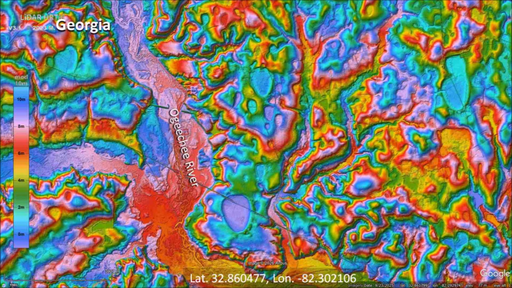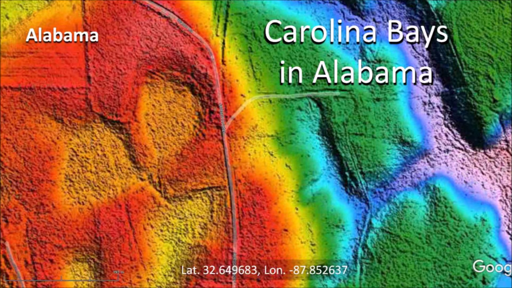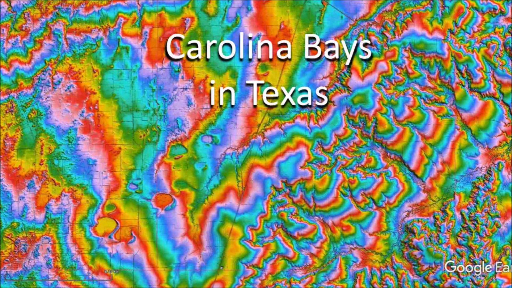Here is another example of Carolina bays along the Ogeechee River in Georgia. The terrain is rough and the bays are small, irregular, and hard to see even with LiDAR. Alabama does not have many Carolina bays, and even the best ones are not very suitable for determining the headings. Yes, there are Carolina bays in Texas, but not very many, and most of them are not well preserved.